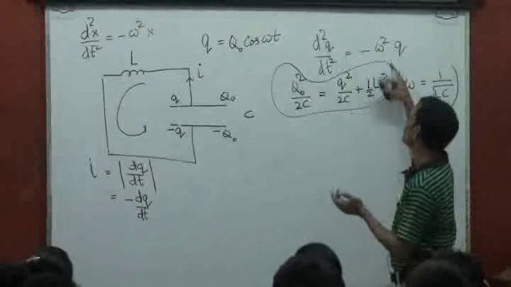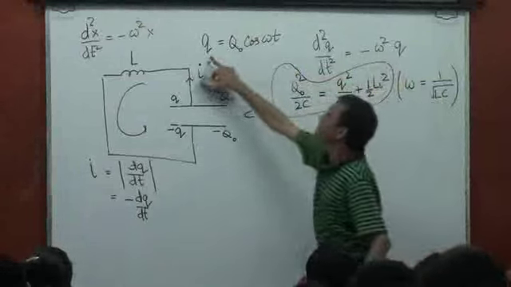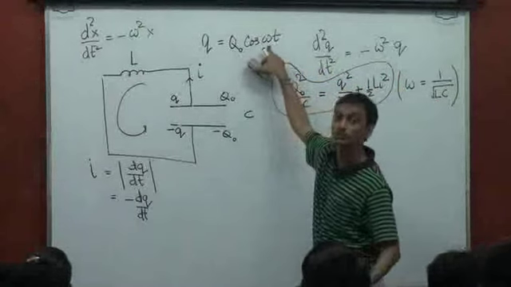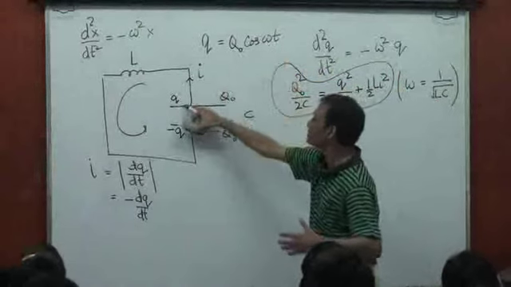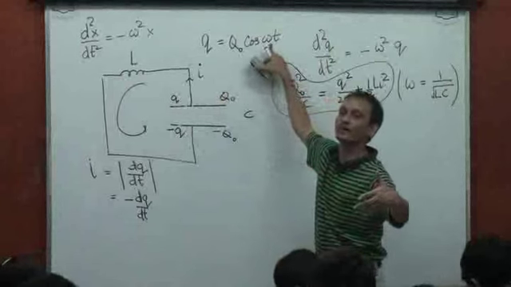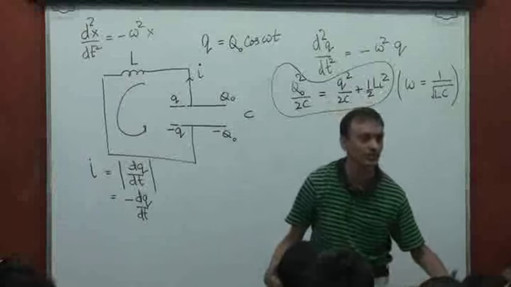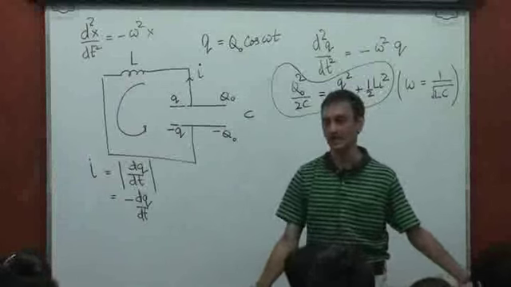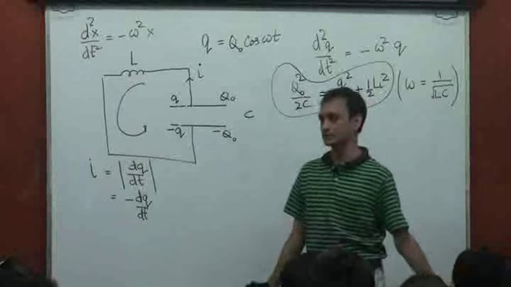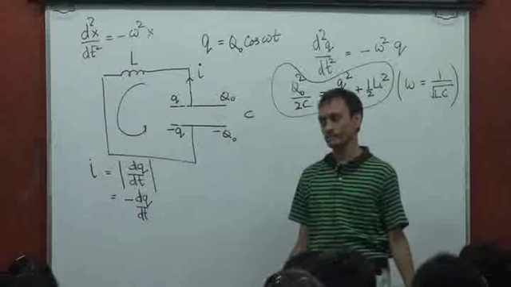So omega is 1 by root LC. The charge shows a periodicity of 2 pi by omega, where omega is 1 by root LC. It's called the angular frequency of the LC circuit. Got me?